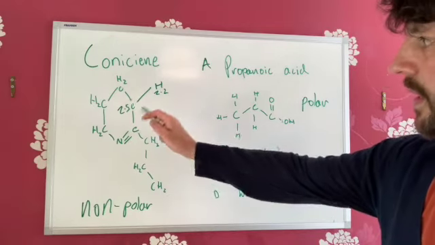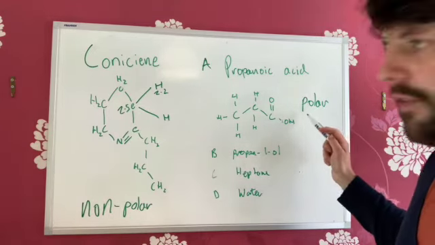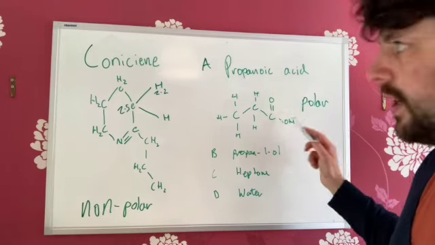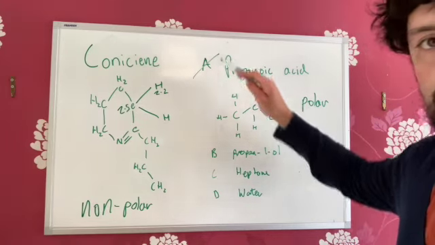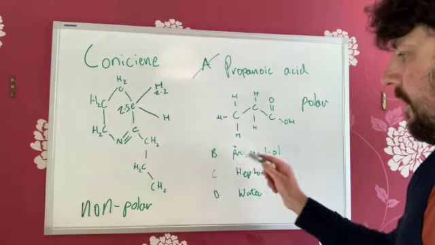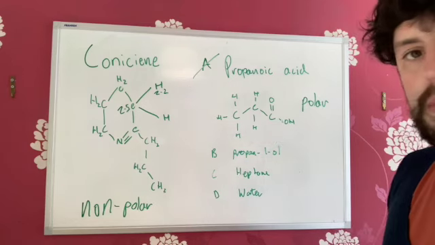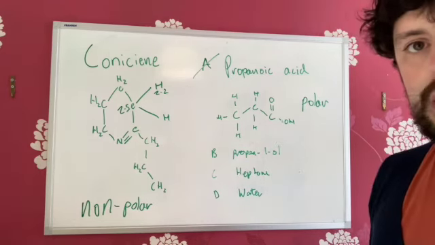So this solute conosine is non-polar, so it's not going to readily dissolve in propanoic acid. Okay, so the answer is not A. What I want you guys to do is do the same for B, C and D and figure out which of these solvents is non-polar, and that will be the answer. Okay.